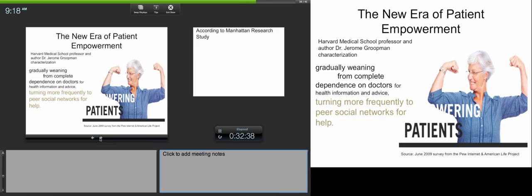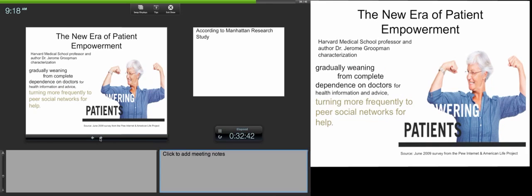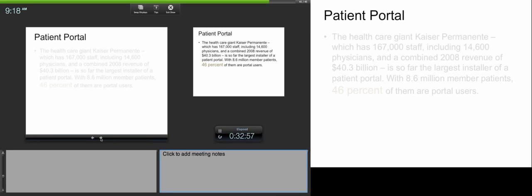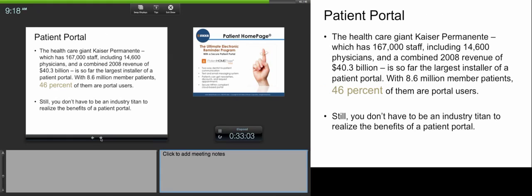Okay, so we are now going to look at something that I briefly discussed called patient-practice relationship. As I said, the relationship with the patient starts way before they sit in the chair. We are in an era of patient empowerment, and in this era, patients are slowly weaning away from dependence on doctors for health information and advice. And according to a recent study, accessibility and convenience is more important than accuracy of information. And as I said, patients get frustrated quickly if they don't get access to their doctors. Patients is really the way to go.